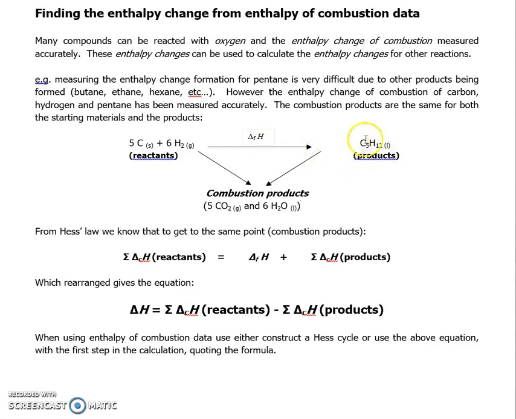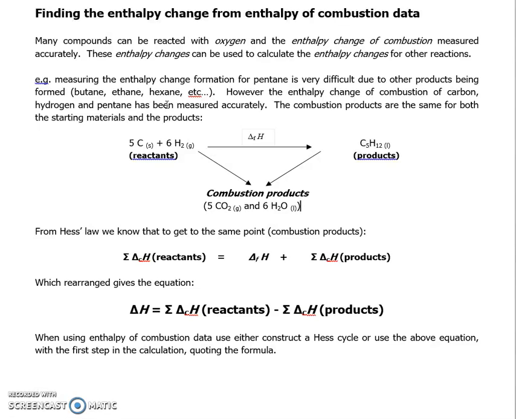because we're making 1 mole of a substance from its constituent elements, with everything in its standard state. Now the trouble with this reaction is, if you try and mix carbon and hydrogen together, you're not just going to get pentane, you're going to get butane, ethane, hexane, all sorts of alkanes being formed. So we have to calculate the enthalpy change of formation via another route.